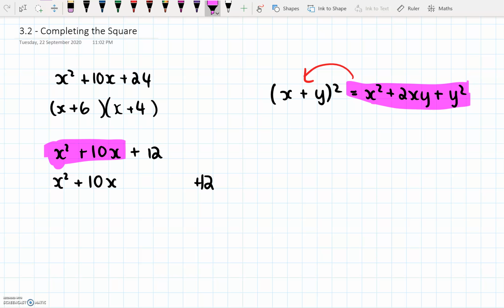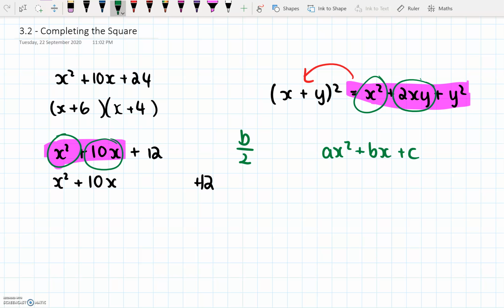Now, the easiest way to find what we're going to add: at the moment we have an x squared here, that's the same as this. Then this can be our 2xy. We need to know what y is though. So here we have 10x and 2xy. The x is the same, so 2y is equal to 10. If you want to find what our y value is, all you have to do is find out what b over 2 is, where b is in terms of ax squared plus bx plus c. So b in this case is 10, so 10 over 2, and that is 5.